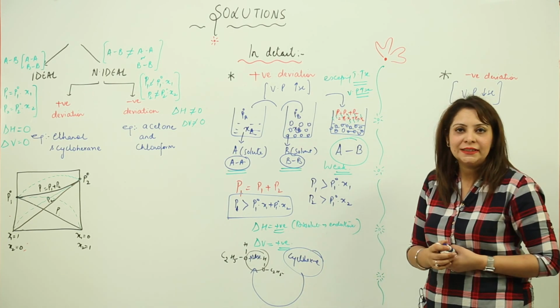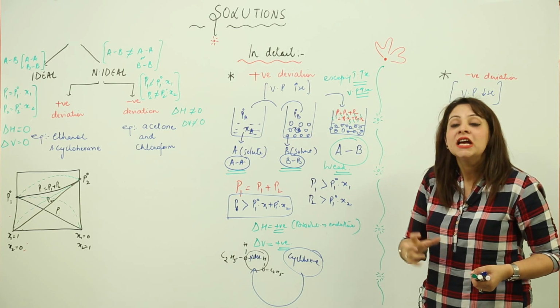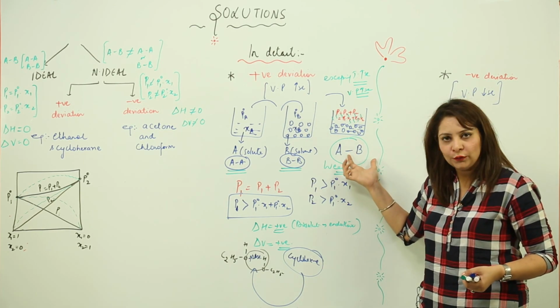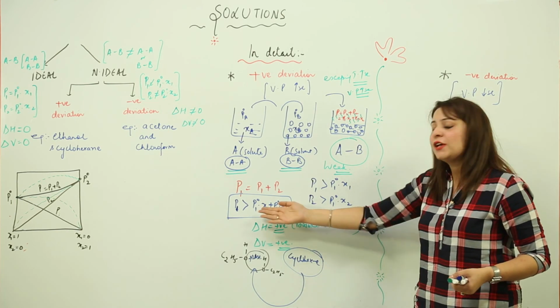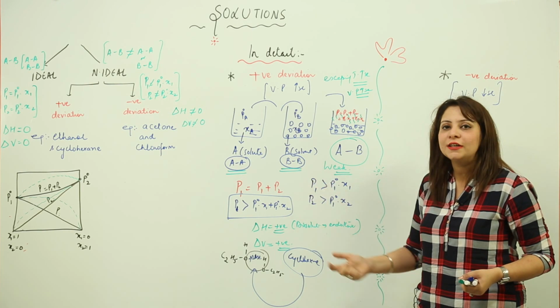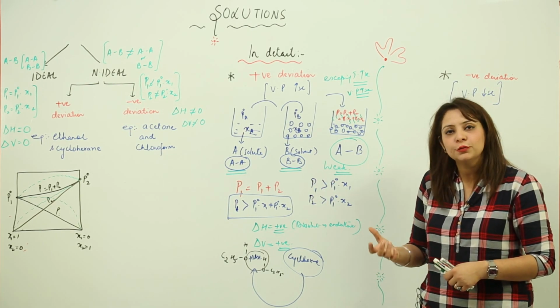The main points are that the vapor pressure is increasing, and the escaping tendency is increasing. The reason behind this is the weaker force of attraction between the solute and the solvent. And due to this, the partial pressure which it would exert when it is present in a solution is greater than its pressure in the pure solvent into mole fraction.